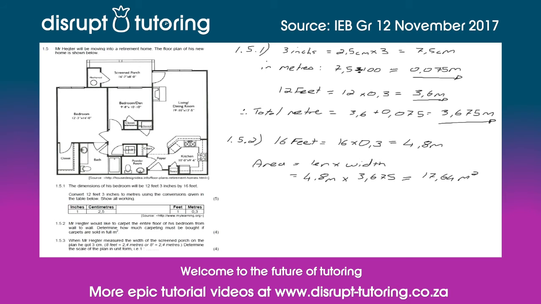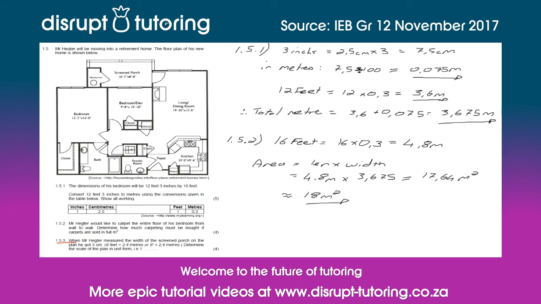And we need to round this up because he needs to buy carpets to the nearest meter, and it needs to be rounded up because we can't be left short. So we rather buy too much than too little because we need to fill the whole floor space. So rounded up is going to be 18 meters squared. That's the answer for that one.